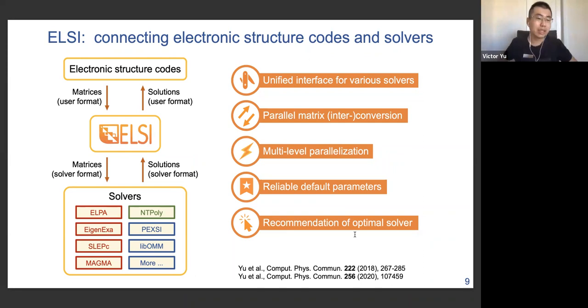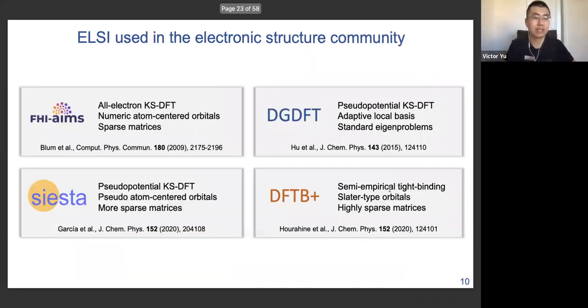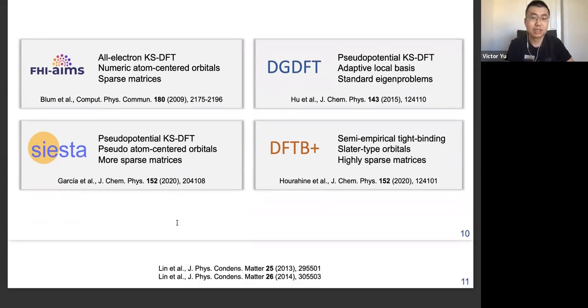So this ELSI interface software is already being used in, as far as I know, 4 electronic structure codes, including FHI-aims, of course, and also other DFT codes using pseudopotentials. And actually it's also used in density functional tight binding theory. So next we will see how the different solvers perform in these different DFT codes.